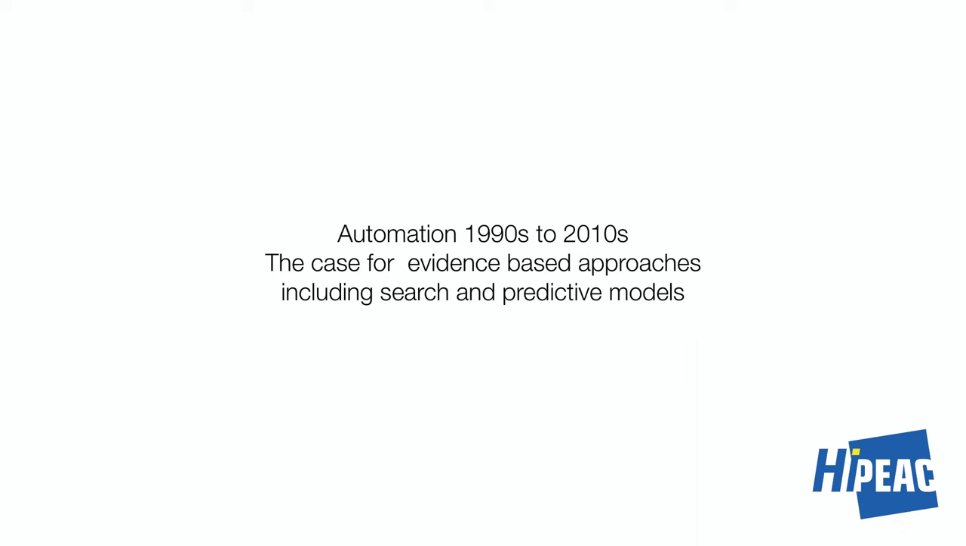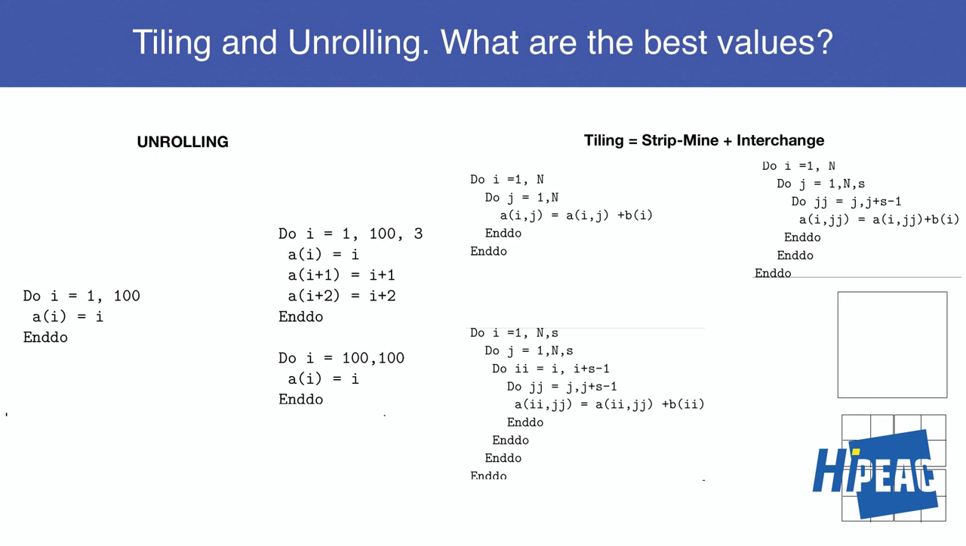So I'm going to take on a little example here called tiling and unrolling. For some of you who may be a bit young, this language is called Fortran. It's still being used in the high performance world. And this do i equals 1 to 100 is like a for loop, 1 to 100. I'm sure you don't need to be told that, but just in case there are some people who don't know about Fortran, here it is.